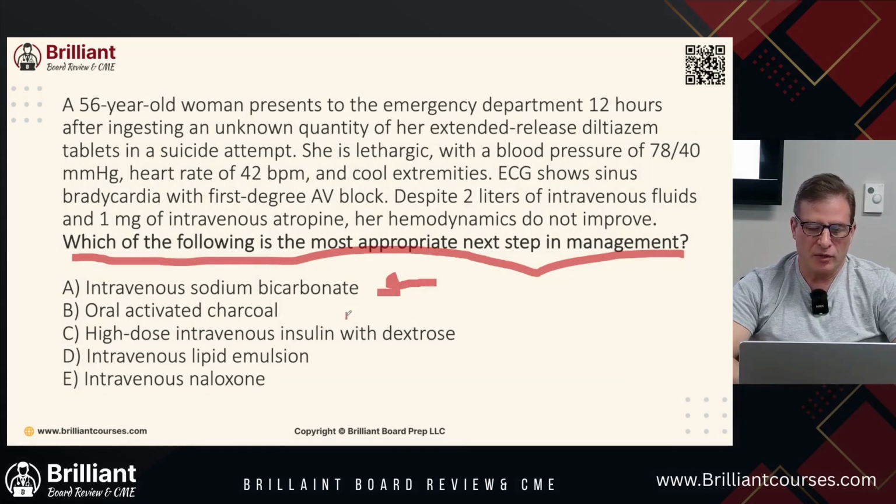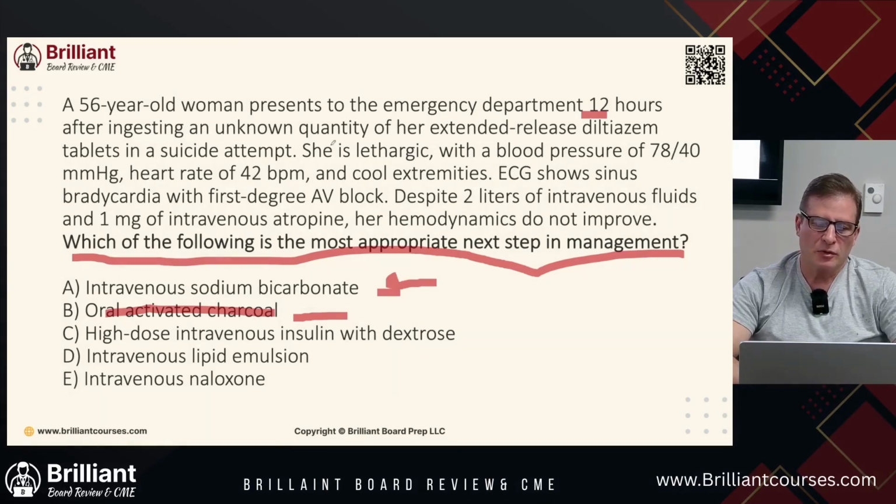So we have the choice of what? We have a choice of bicarbonate. We have a choice of charcoal. Remember, this right here, we say 12 hours from ingestion. This is charcoal, so we probably take that out right away. So this is what you do: you work through and you try to eliminate what you can. Dextrose, fat emulsion, and intravenous naloxone.